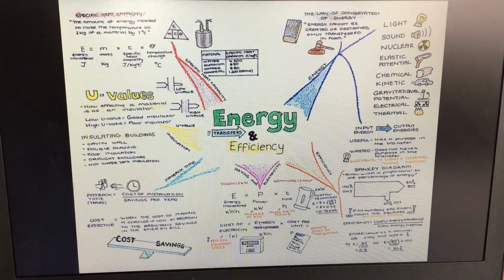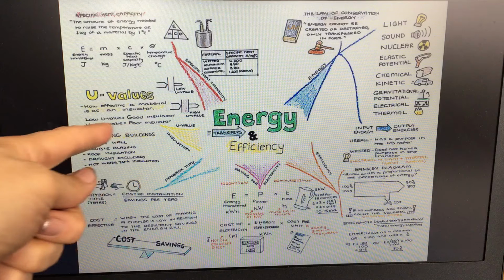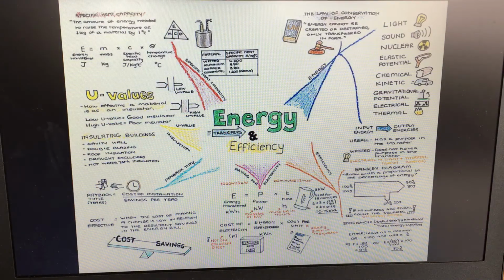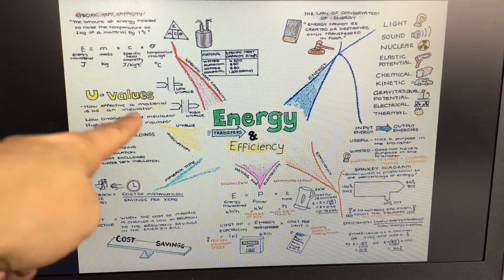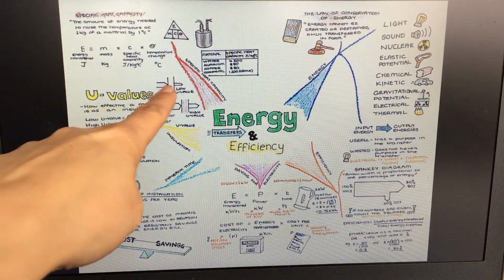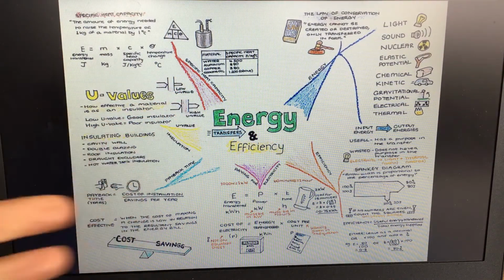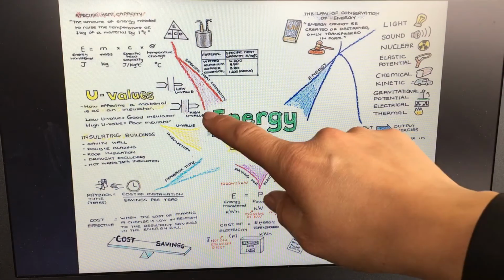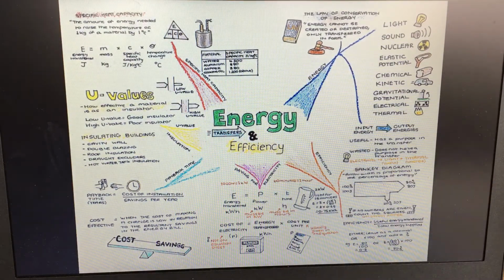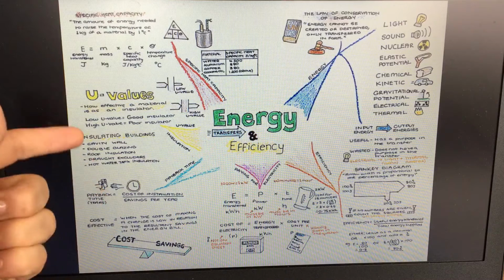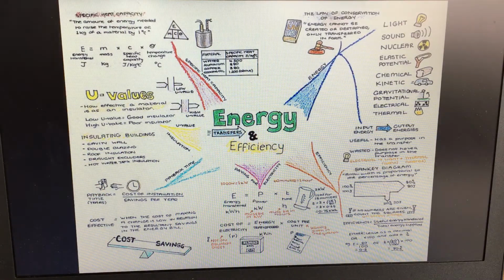U value. They quite like for 1 mark to ask you what a U value is, and because people don't generally know. It's how effective a material is as an insulator, basically. How good is it? Now, when it comes to U values, a low U value is good. It means it lets less energy out, whereas a high U value means it transfers more energy. So it's not good for insulating your homes. This came up last year as the 6 marker, so it could come up smaller this year.